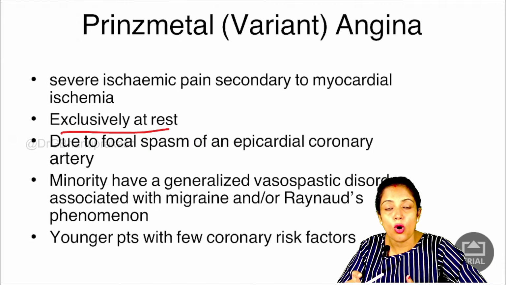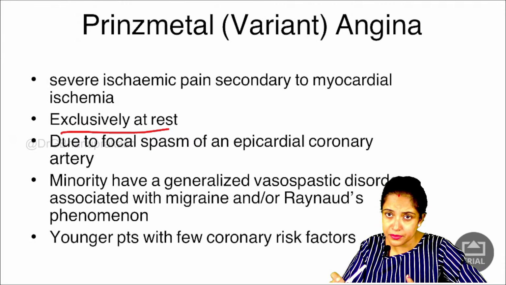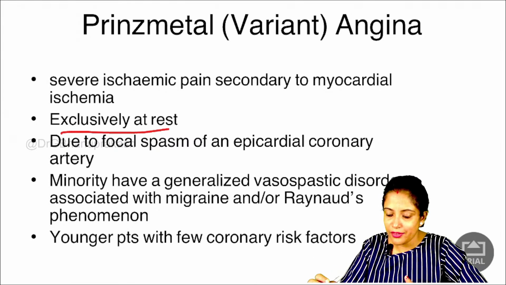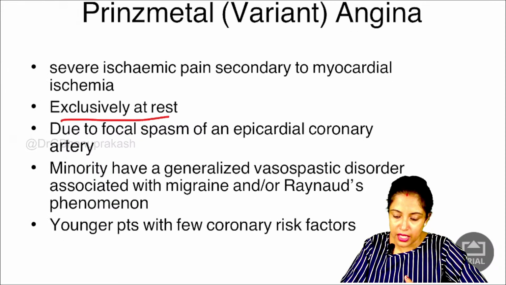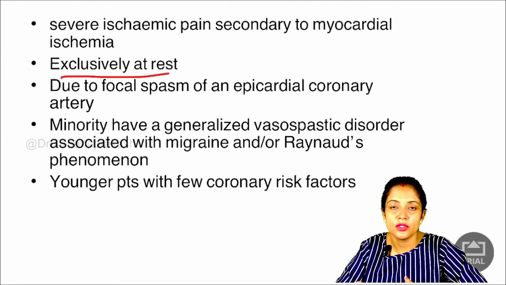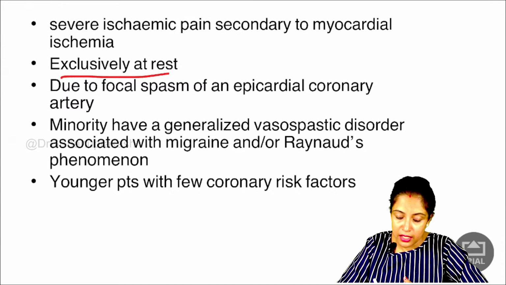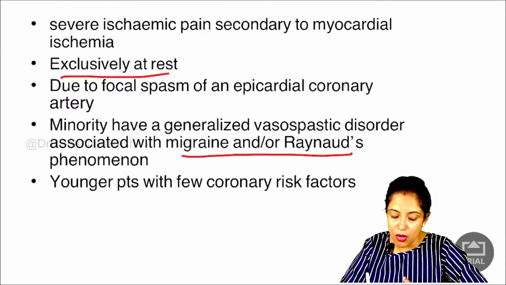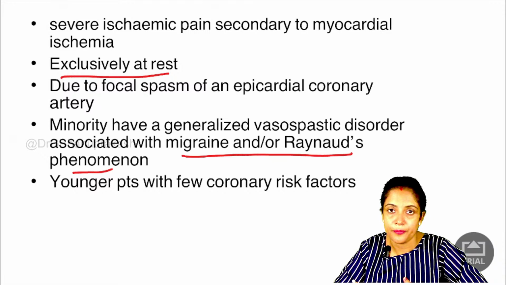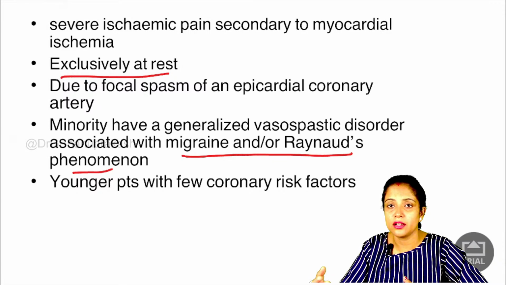Spasm of the epicardial, big coronary artery results in lack of blood supply to the particular area, resulting in variant or Prinzmetal angina. Some of these patients do have a generalized vasospasm disorder, okay? It may be associated with migraine or Raynaud's. I will talk about this when I talk about Raynaud's.